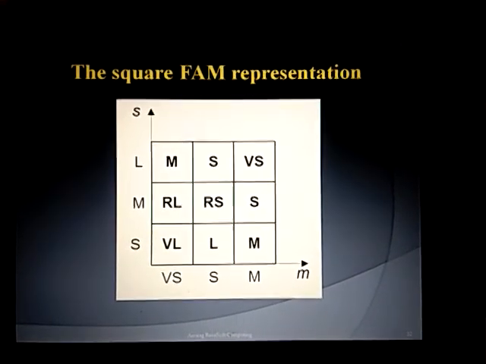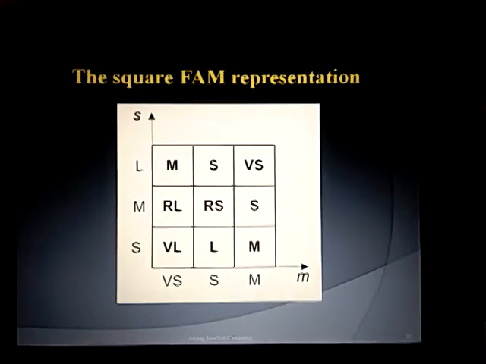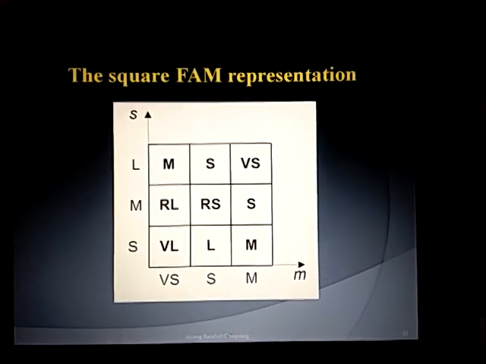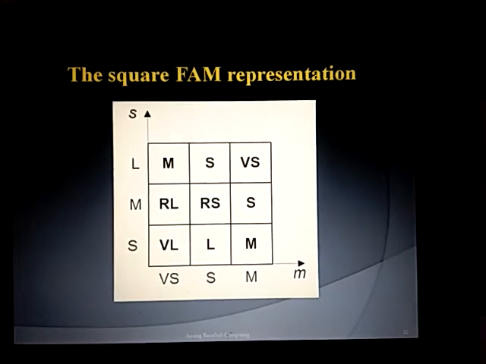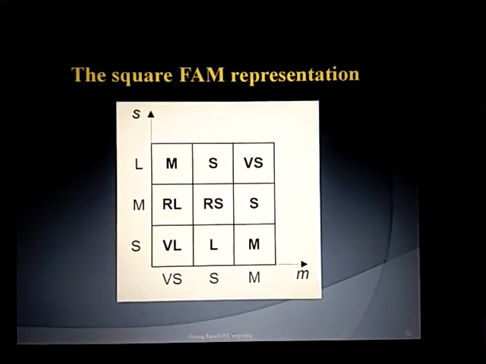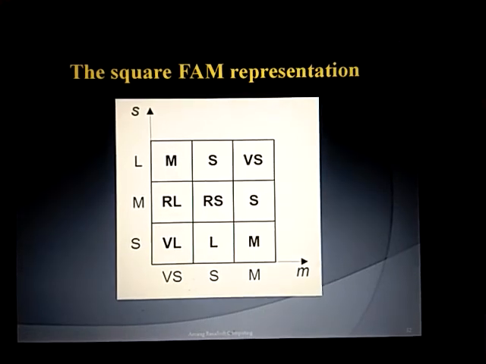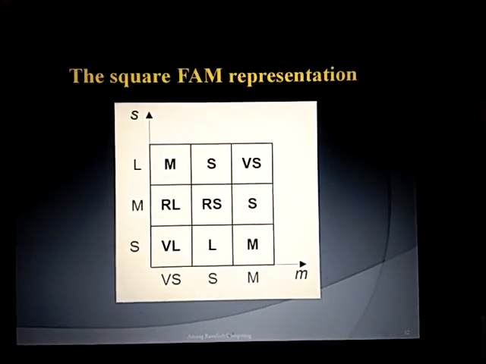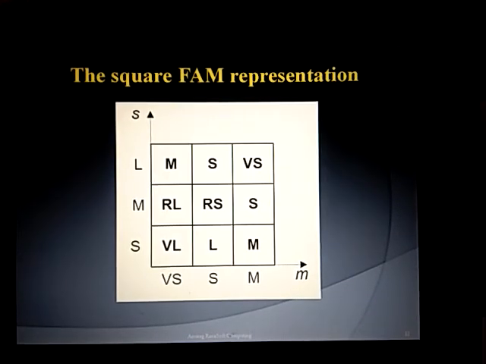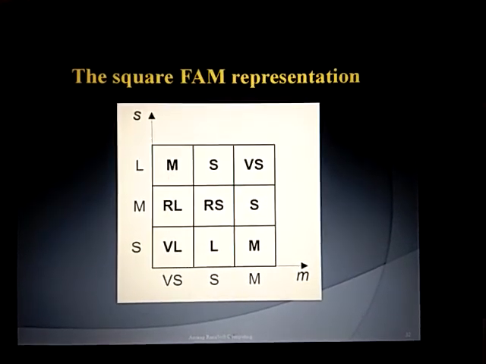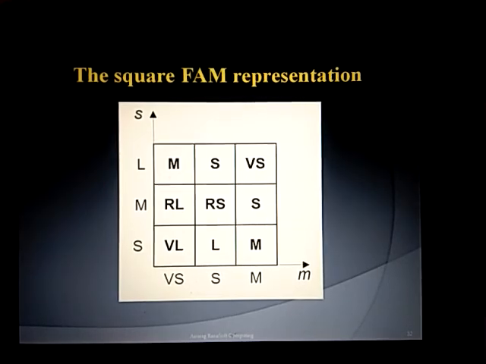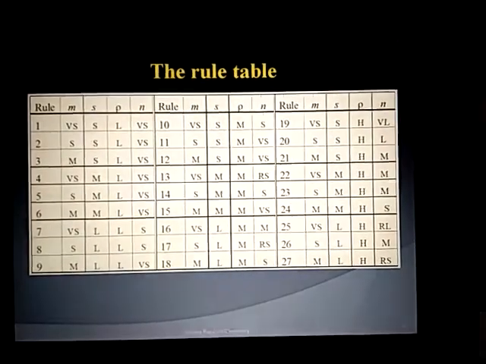Here we have defined the server, and that is the mean. Large, medium, and small, and very large, very small, small, and medium. And here the representation, that is the medium, small, very small, rather large, rather small, small, very large, large, and medium, which we have already defined as variables in step one. That is the rule table.